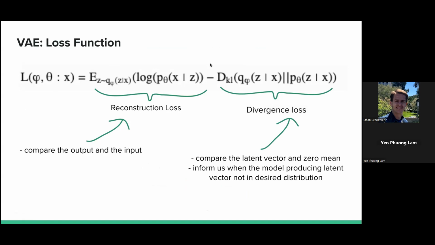The loss function of the variational autoencoder has two main parts. The reconstruction loss is similar to the normal autoencoder. The divergence loss compares the latent vector and the zero mean, and it informs us when the model produces a latent vector not in the desired distribution.